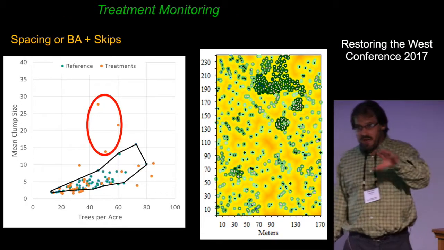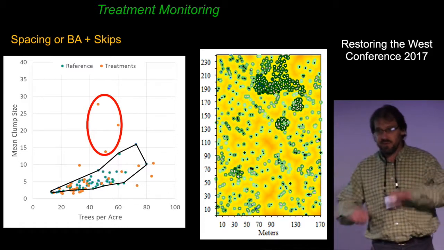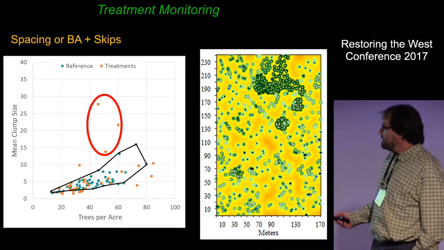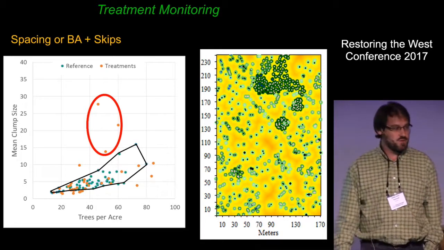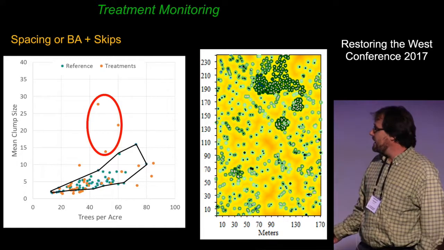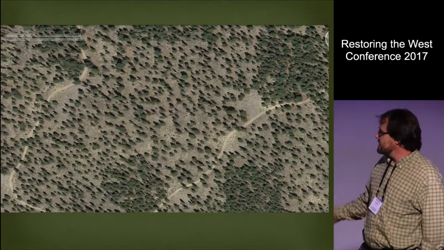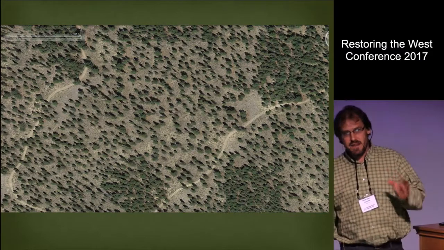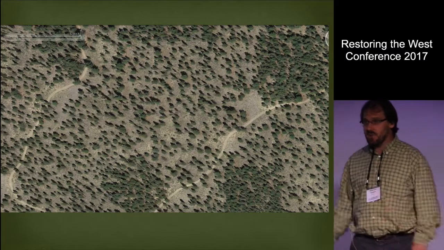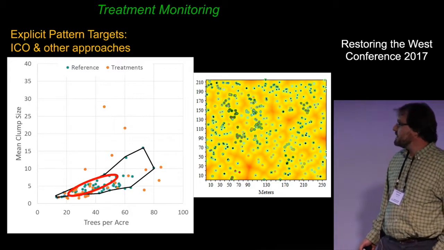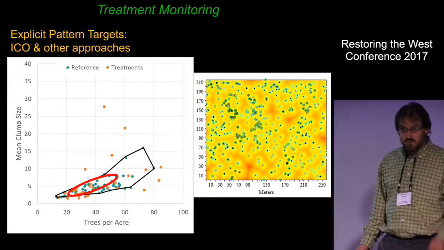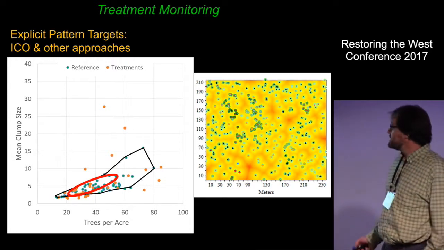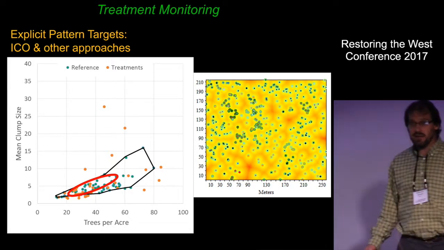A lot of people say, well, what if we add skips to that? We'll do our thing and then we'll add skips, these unthinned patches of maybe an acre or 5 acres. And we found those are outside of the reference envelopes too. Now your clumping is too high. You see here, this is all pretty uniform, and then they left these big skips here. That might be good or bad, but it's not what we find in our reference conditions. But when we do use prescriptions with explicit pattern targets, ICO, or other approaches that work as well, we really can get in that envelope.